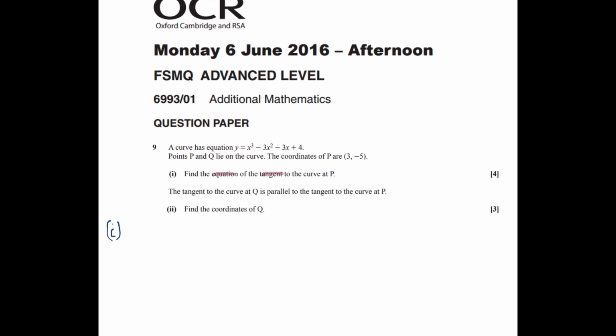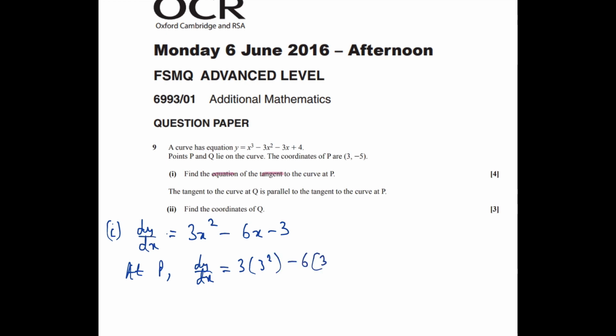Part I, we're going to differentiate the curve. So x cubed will give us 3x squared minus 6x minus 3. The coordinates of P are 3, minus 5. So at P, dy by dx is going to equal 3 lots of 3 squared minus 6 lots of 3 minus 3, which gives us a grand total of 6.